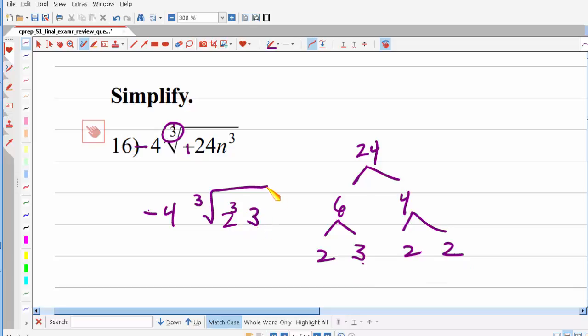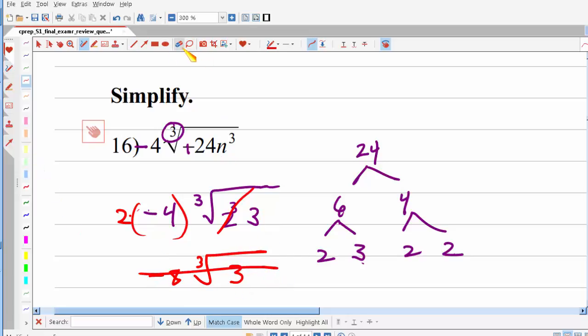and a 3. Once I do that, I go through each factor that's under the radical, and when I see something to the same power as the index, I cross it out and I write one of them outside the radical. Then I multiply what's outside the radical together, and I get negative 8 cube root of 3.